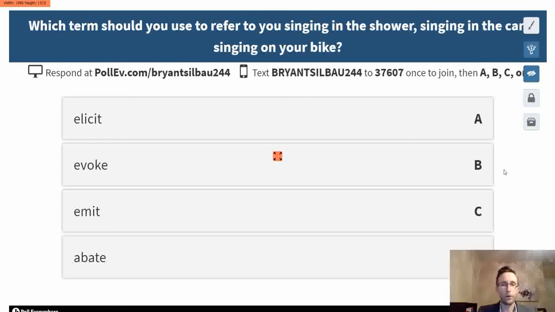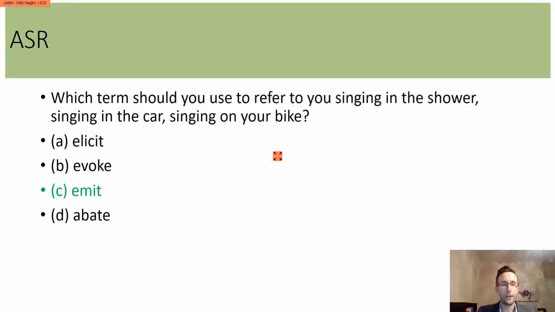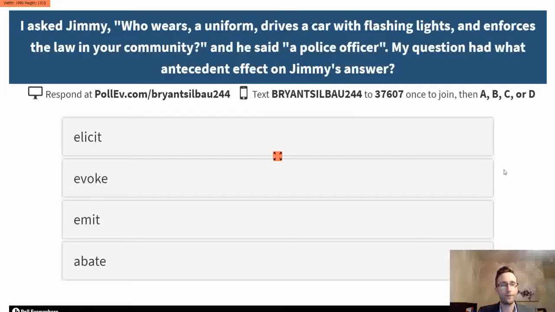Alright, I'll go ahead and close the poll. Answer is C, emit. The shower, the car, your bike are various antecedents. The behavior is occurring across a variety of antecedents. The behavior is operant, so we say emit.